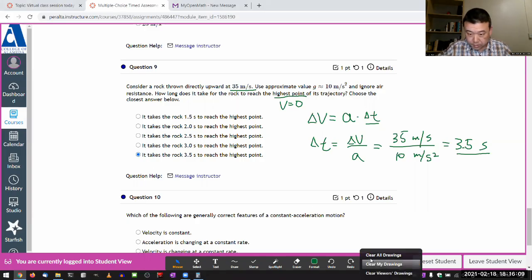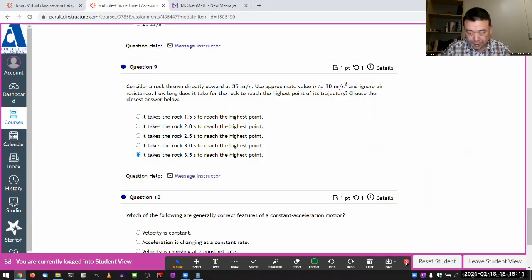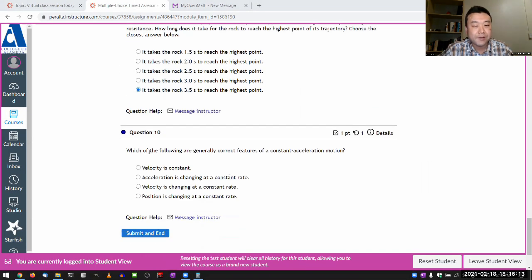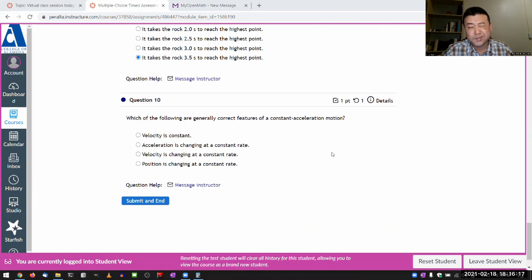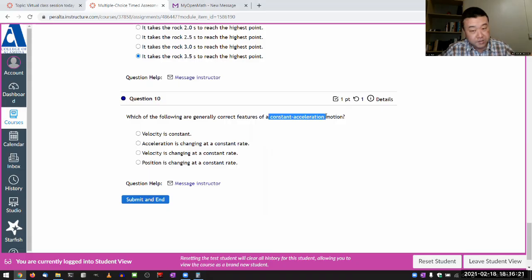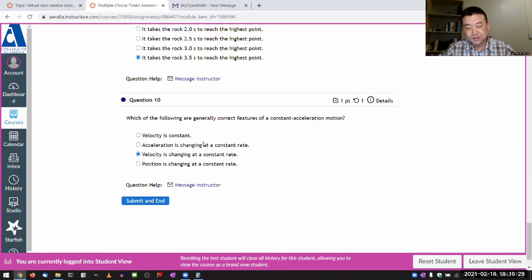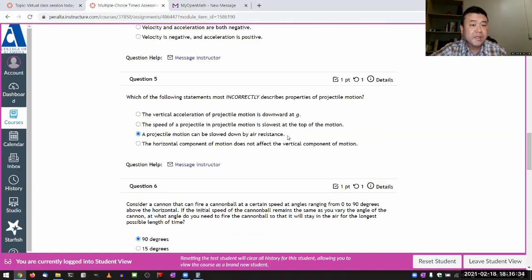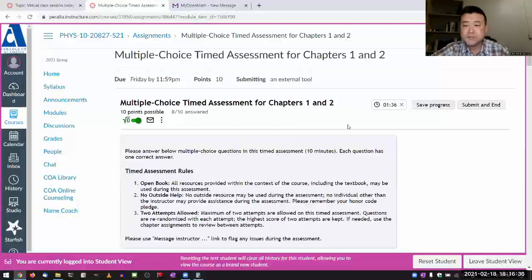Okay, I'm almost done and also almost out of time. Which of the following are generally correct features of a constant acceleration motion? Velocity is not constant acceleration. If you have non-zero acceleration, that means velocity should be changing. In fact, the velocity is changing at a constant rate. That's the feature of constant acceleration. So that's all my answers. At this point, I can submit and end.